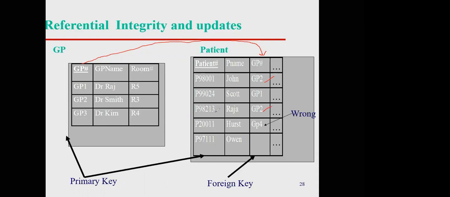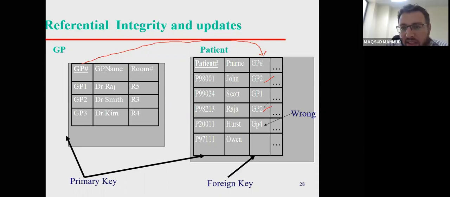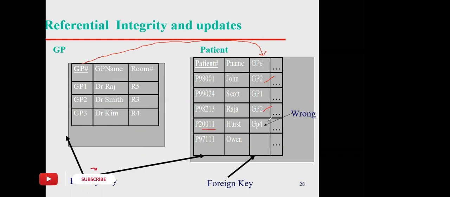So there are two different patients, but the doctor is the same. For patient 8001, GP2 is there. For patient 8213, this is here. But for patient 2001, it is GP4, and there is no GP4 in that table. GP4 doesn't exist. He is not hired in that hospital. It can't be referential integrity.